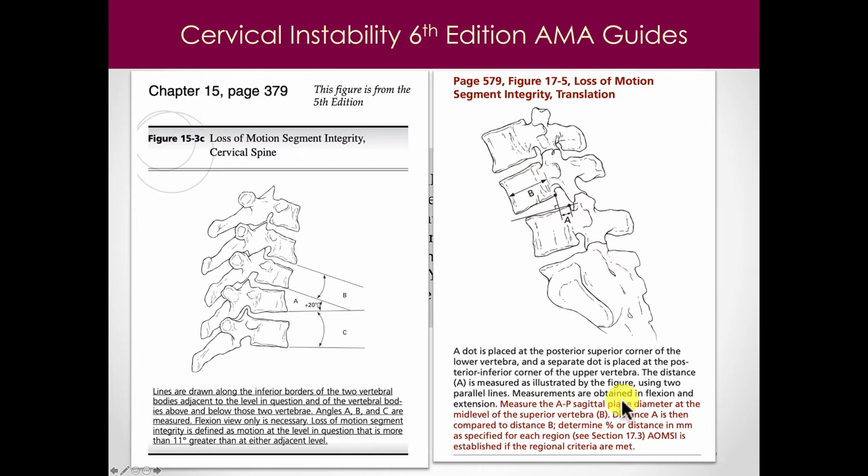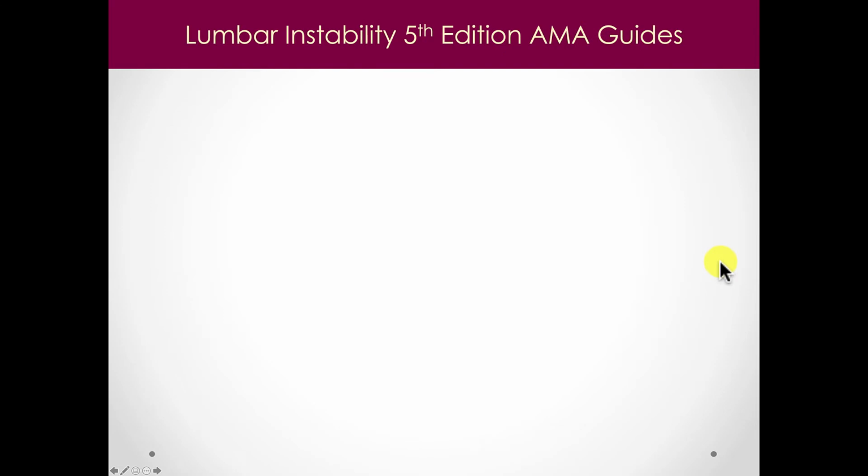So the way they did this is measure the A to P sagittal diameter, mid-level. Distance from A is compared to distance to B, determine the percentage, or distance in millimeters. You can do that as well, okay? And then you're gonna do the ratio or the slippage, the percentage, right? So I like that. Obviously, you can switch between this in PostureRay, okay?